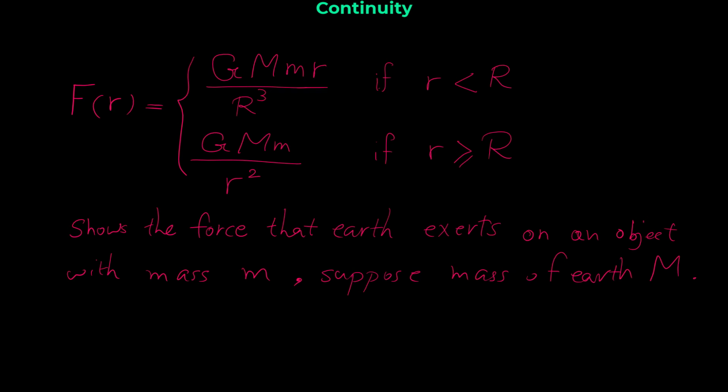But what is that g and what is that capital R? The g is the constant of gravitational force. It's about physics. I'm not going to explain what g is, but consider g as a constant. So g is a constant, capital M is constant, a small letter m is also constant. What about that capital R? The R shows the radius of the Earth.